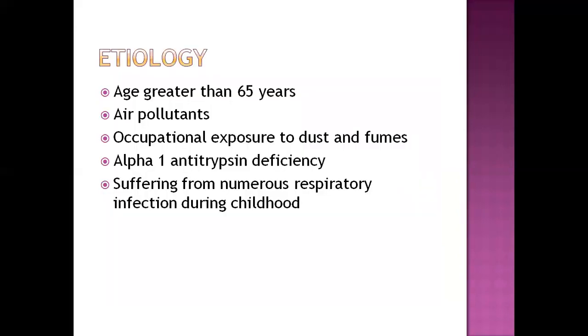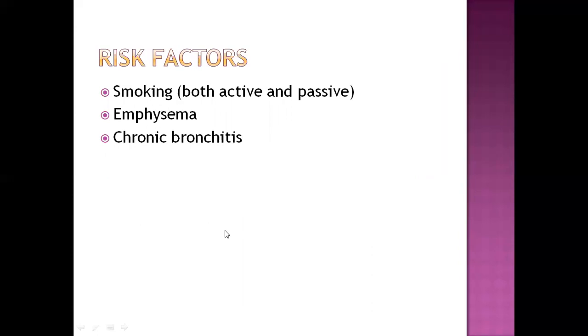Etiology can be age greater than 65 years, exposure to air pollutants. People aged greater than 65 years are prone to suffer from COPD. Occupational exposure, or a deficiency of the enzyme called alpha-1 antitrypsin. People who suffer from numerous respiratory infections during childhood, so their body might be weak and prone to respiratory infection in the future. Risk factors can be smoking, both active and passive, emphysema, and chronic bronchitis.